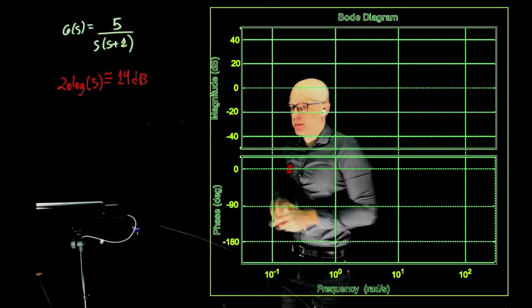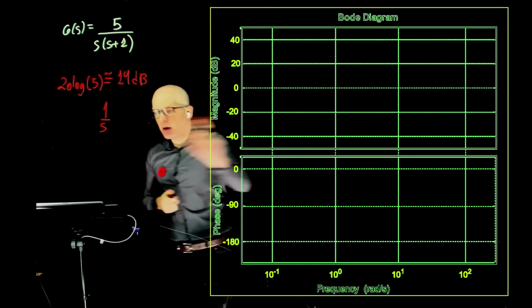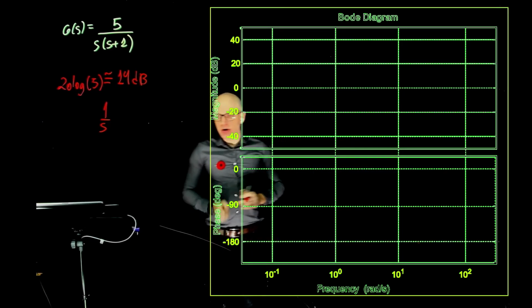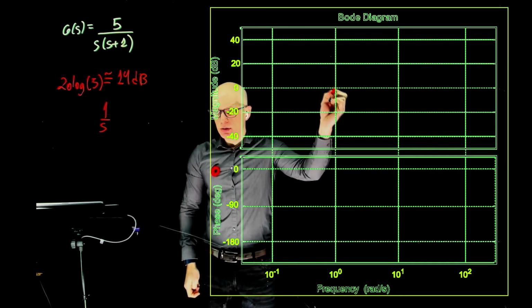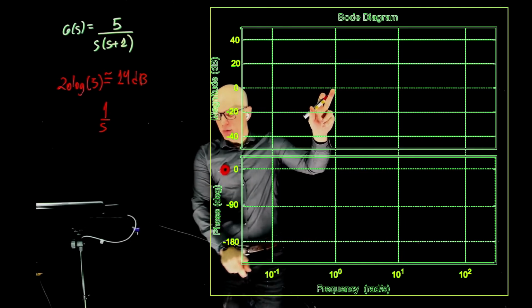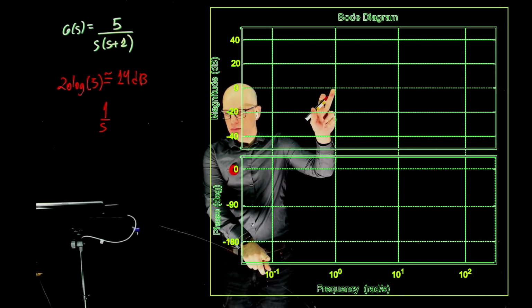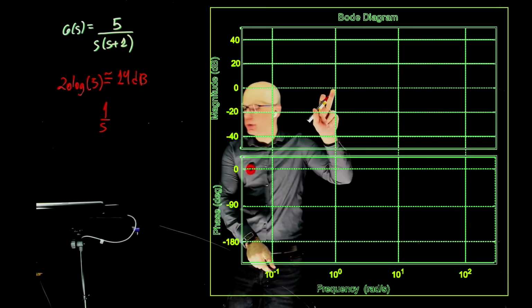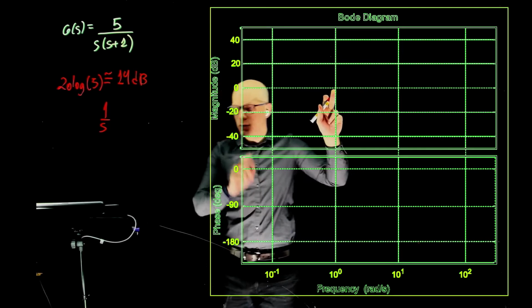Now let's look at this problem. We have this gain and we have that. So if you only had 1 over s, how would that look here? 1 over s would be 0 at 1 radian per second. And what would that be at 0.1? It's a pole at the origin, so there is a slope of negative 20 decibels per decade. So if you go back by a factor of 10, it goes up by 20.